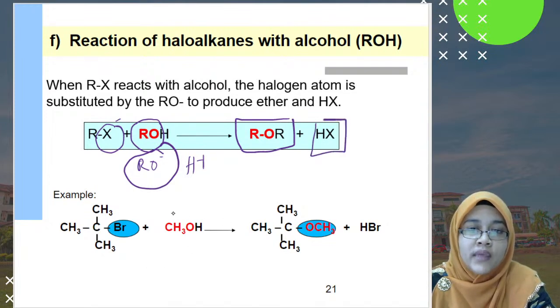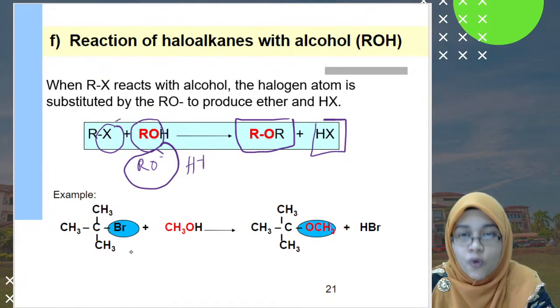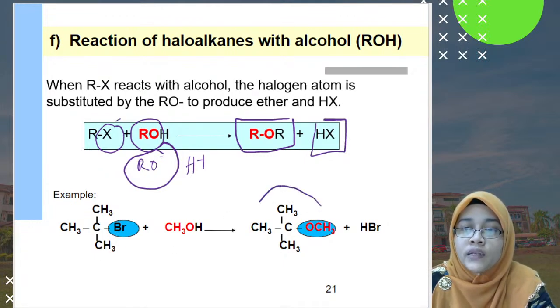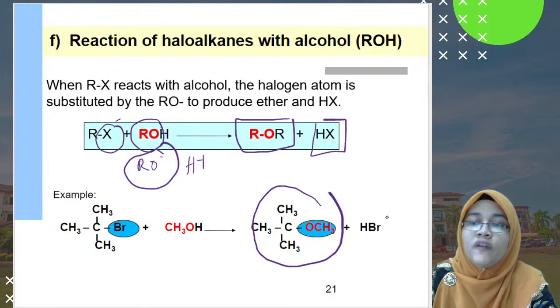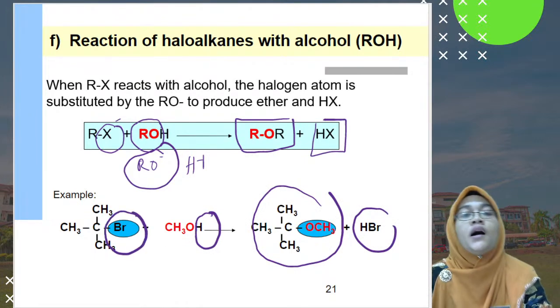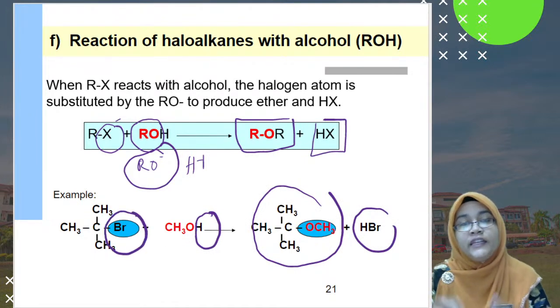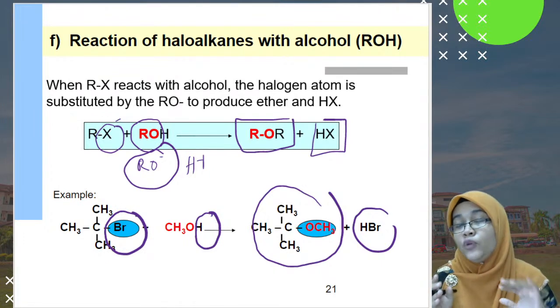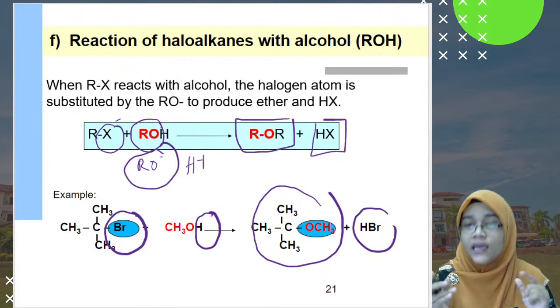For example, we have methanol reacting with 2-bromo-2-methylpropane, and we will form a new alkoxy compound with a byproduct of HBr. H comes from alcohol, Br comes from haloalkane. The difference between E and F is the byproduct.